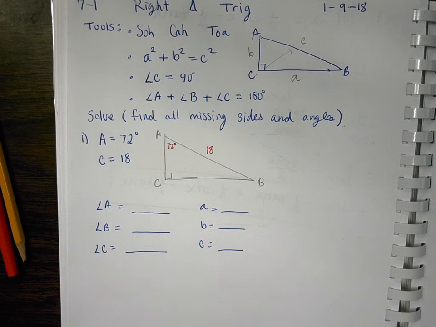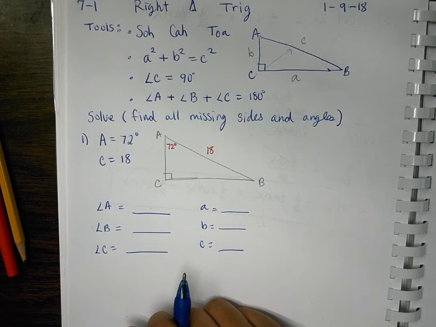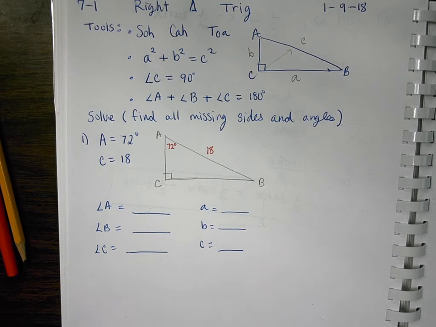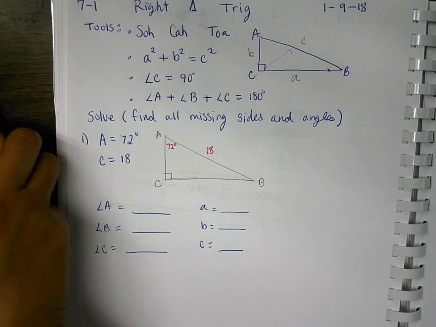I had a kid one year drop a whole letter grade on his test because he didn't round to the nearest thousandths. Everything was to the nearest tenths. Be careful, read what they're asking you to do. Okay.